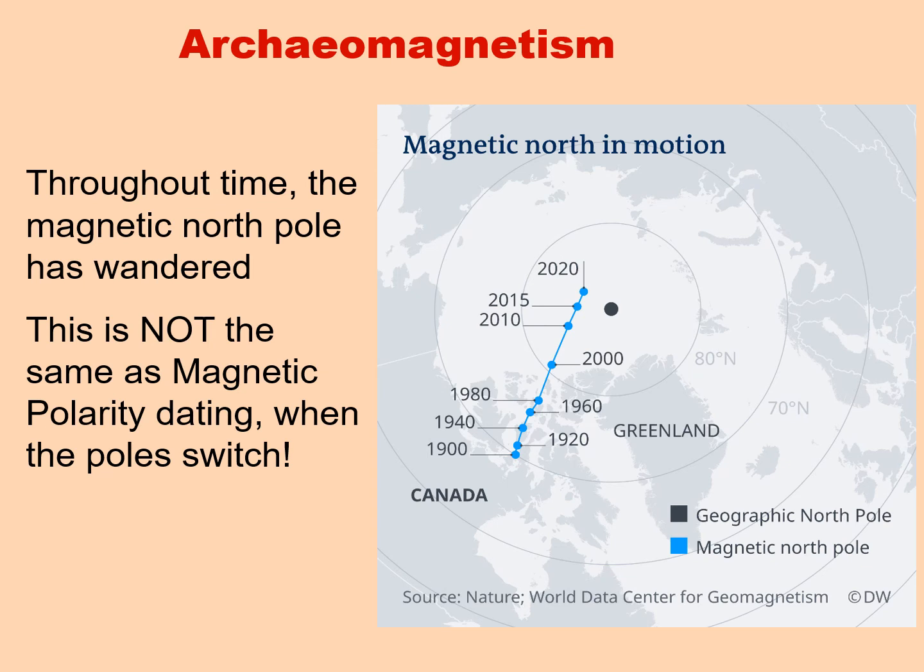I'll talk about a third absolute dating technique called archaeomagnetism. Now, throughout time, the magnetic North Pole has wandered. This is not the same as talking about magnetic polarity dating, when the North Pole and the South Pole switch. In between, when they switch, the poles are wandering around. This illustration shows you a 120-year period from 1900 to 2020 of where the magnetic North Pole is compared to the geographic North Pole.